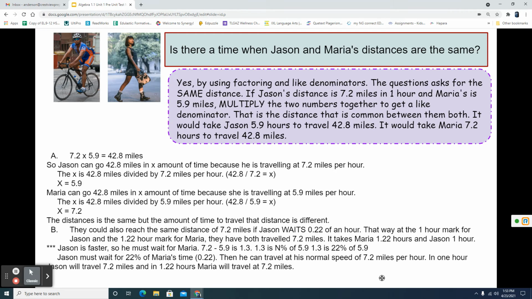Both A and B are correct answers. They're simply answering two different questions. And that's because this original question is very vague.